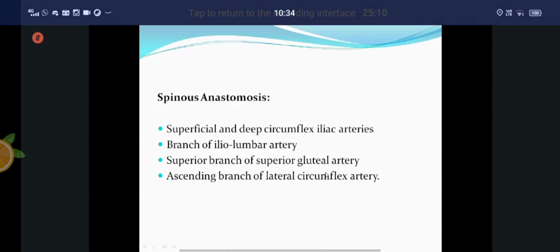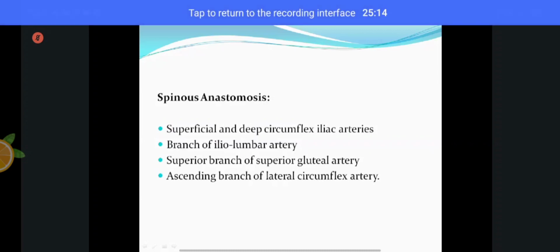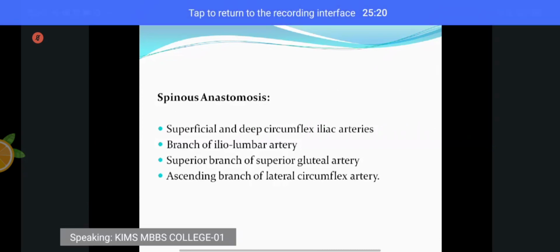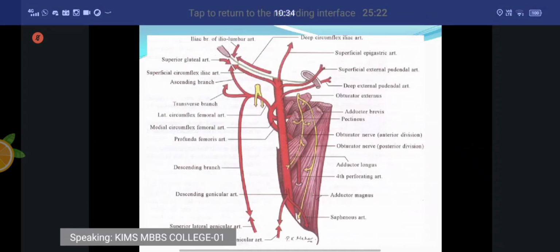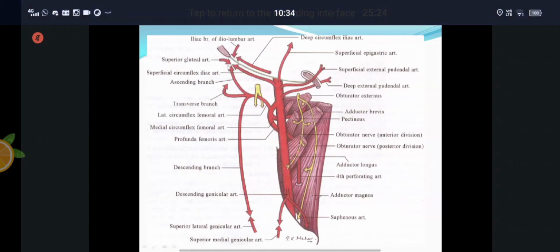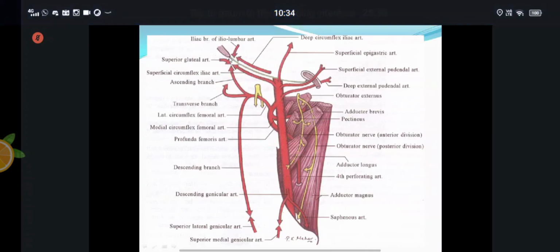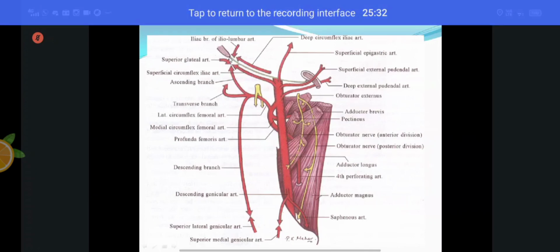Now, very important topic. So profunda femoris artery is over. Now we are going to study about the anastomosis taking place at each point. The first, I told you, the spinous anastomosis. Where is the spinous anastomosis? You see here, this is the anterior superior iliac spine. What is this spine here? What is this called? Anterior superior iliac spine.